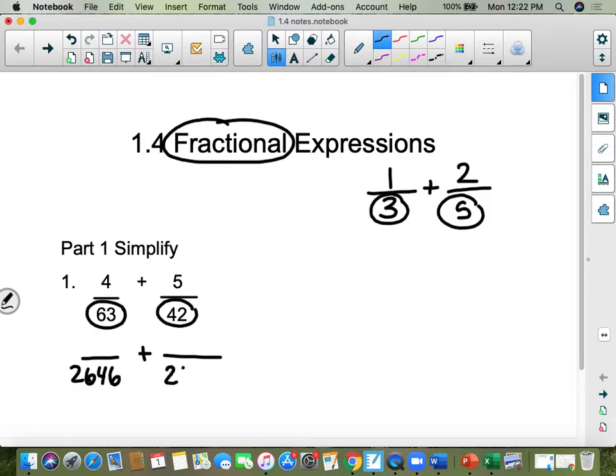2646. How did I get that, you guys? I just multiplied those two numbers together. In order to go from 63 to 2,646, I multiplied this number by 42. If you do the bottom, you also have to do the top, which gives you 168. I multiplied this one by 63, so I have to also multiply the top by 63.